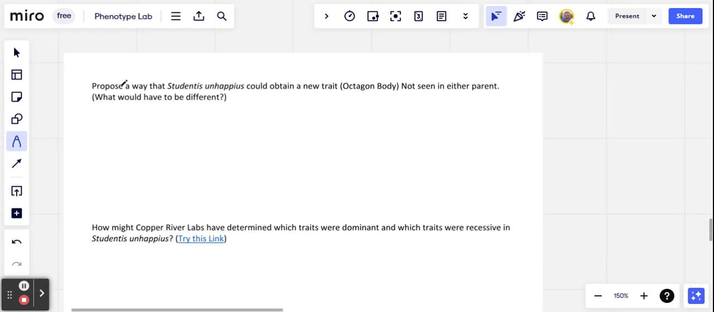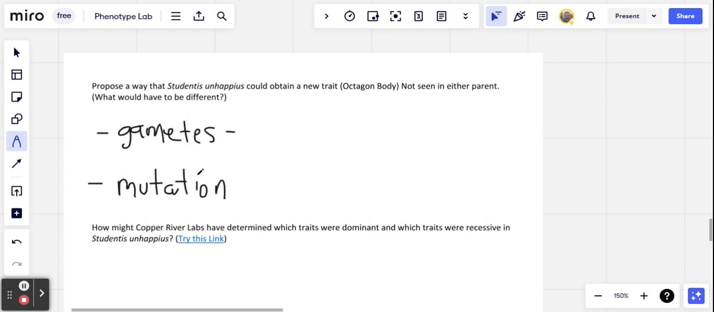And then also it says, propose a way that a student could obtain a new trait, like a body, not seen in either parent. What would have to be different? Okay, so there's two answers to this. Think about how the gametes are produced, and maybe that could help. So it has something to do with gametes and how they're produced. Okay, that's one way you can get this. Go back and look at your notes if you're not sure. And then also, one of the words we learned today is mutation. That's another way. Maybe, and you need to explain how that works. I think I talked about it at the beginning.